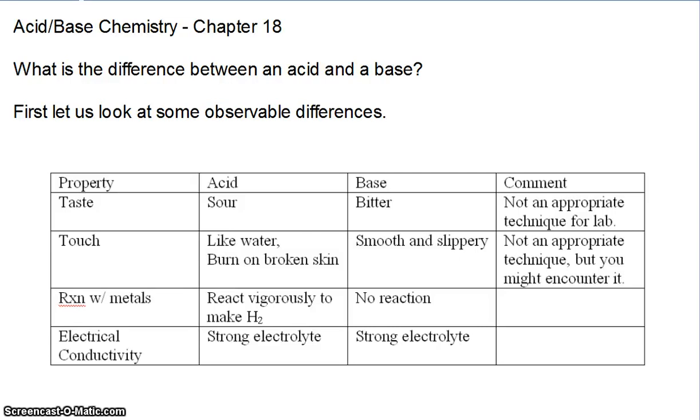All right, we're going to be learning about acids and bases, and what makes an acid, what makes a base. Here's just a table of some observable properties that acids and bases have, just so you're aware of that. I'm not going to spend time talking about it. You can read it.